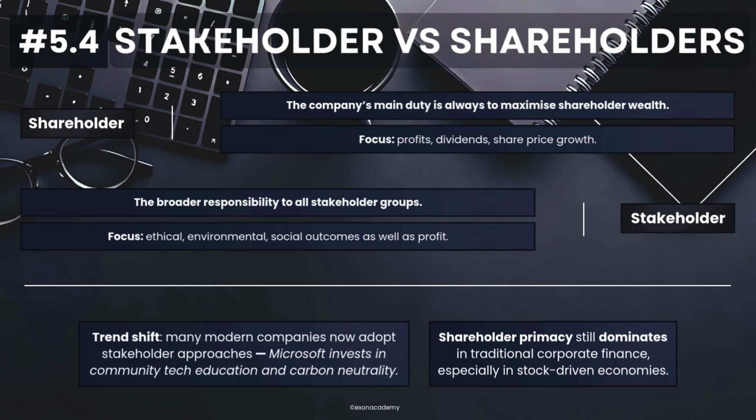Even though the shareholder model is still dominant in many places, the shift towards stakeholder thinking is growing, driven by environmental concerns, ethical investing, and the demand for greater accountability. This debate isn't just theoretical, it shapes how businesses make decisions, set priorities, and respond to public pressure.